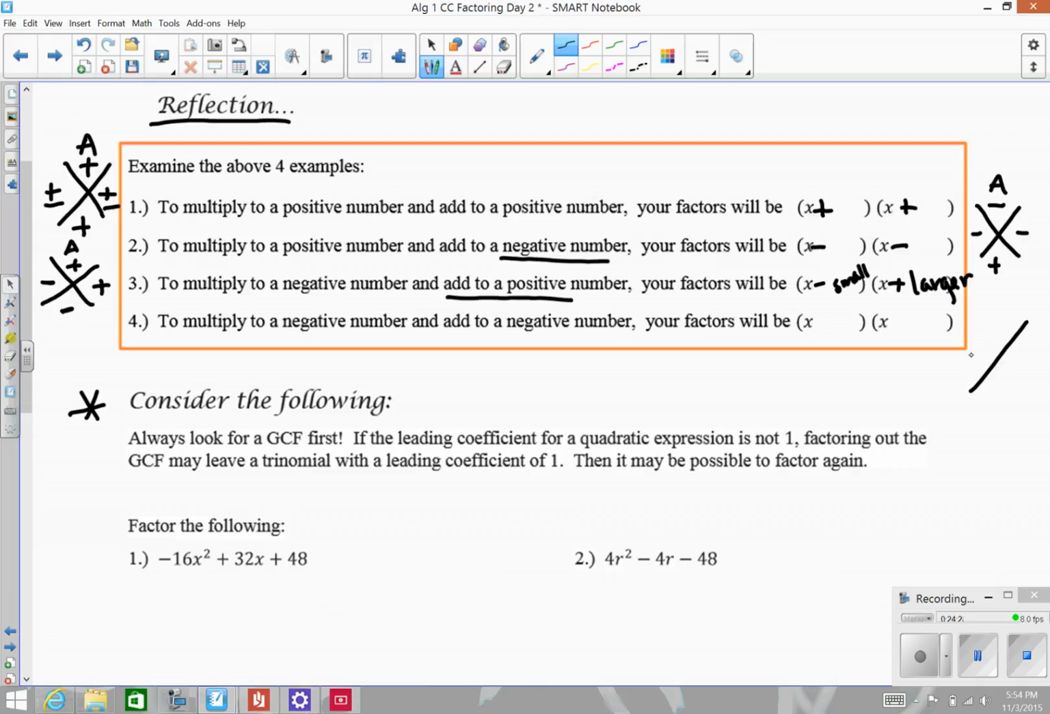If we do the opposite, and we are factoring so that we want to multiply and get a negative, but when I add, I want to add to a negative, I still need one positive, one negative. But if I'm going to add to a negative, then my larger number has to be the negative. So larger negative, smaller positive. Didn't mean to erase that. Let's get that back here. Adding small.